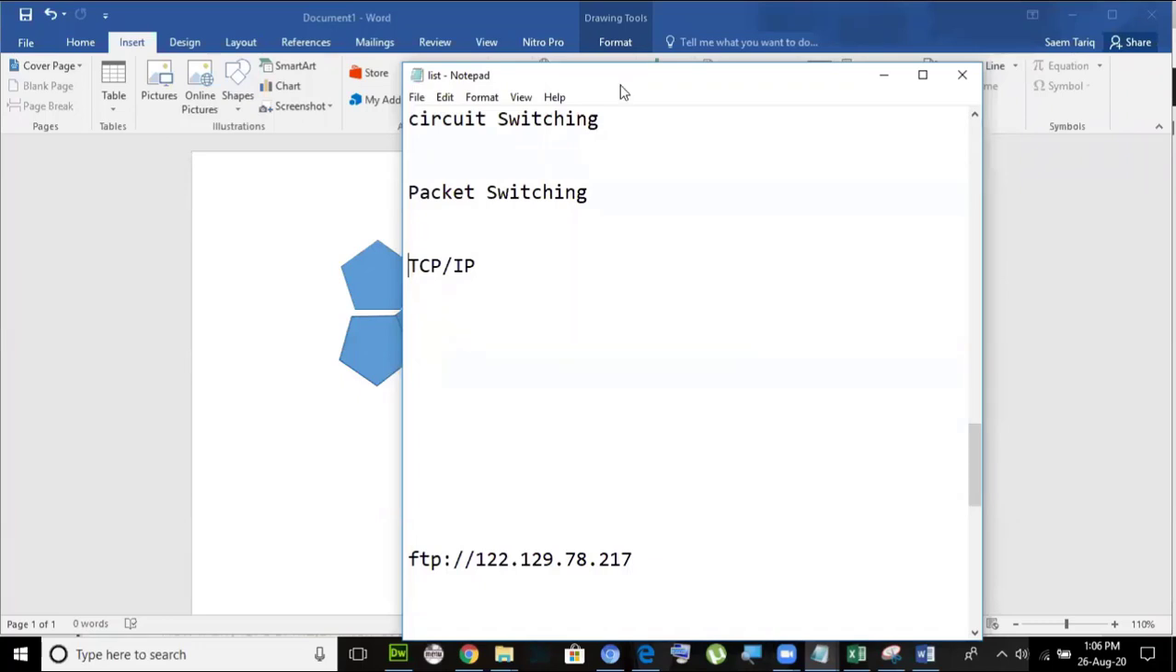These are the handshaking rules through which devices start communication, which means we have to set rules that, okay, fine, we are going to start the communication. So devices will talk to devices, computers will talk to computers, and then communication starts.